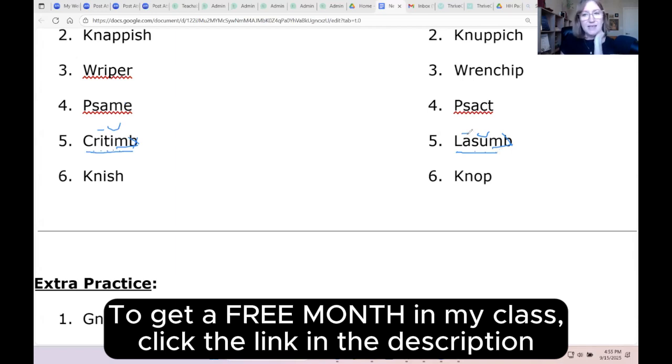So this A is going to say A because there's a vowel 1 or 2 doors away. This A is going to say its short sound because there's not a vowel 1 or 2 doors away. Long, short. MB says m. So we have lay some, lay some.